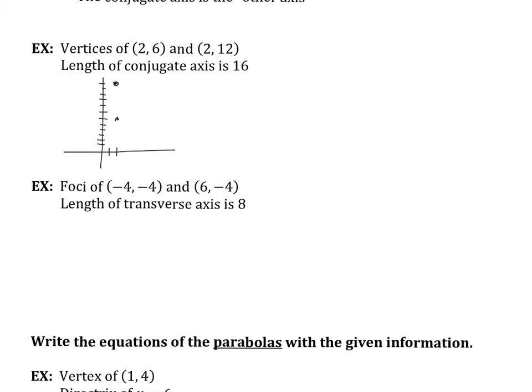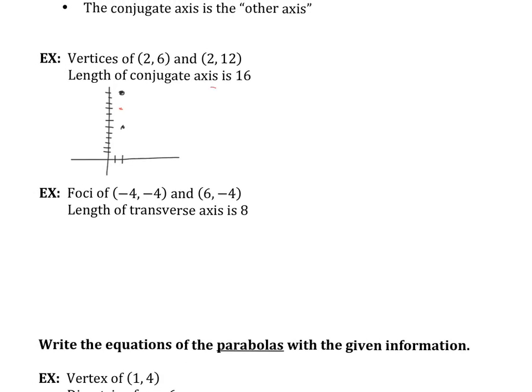The length of the conjugate axis is 16. So that's going horizontal this time, because the conjugate is the other axis. Well, let's find my center. That's always important. So what's in between these two? I'm getting (2, 9). So 6, 7, 8, 9. Center is (2, 9). Again, it's just what's right in between my vertices.